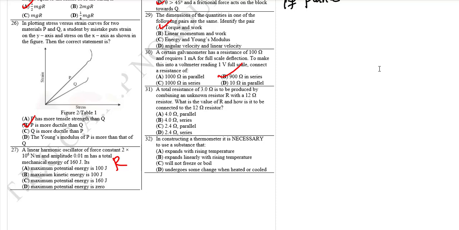Number 31. A total resistance of 3 ohm is to be produced by combining an unknown resistor R with a 12 ohm resistor. What is the value of R and how is it to be connected to the 12 ohm resistor? What do you realize? What's the total resistance? 3 ohm. And what's the resistance of one resistor? It's 12 ohms. So what do you realize? It has dropped. So if the resistance drops, it means definitely they're connected in parallel.